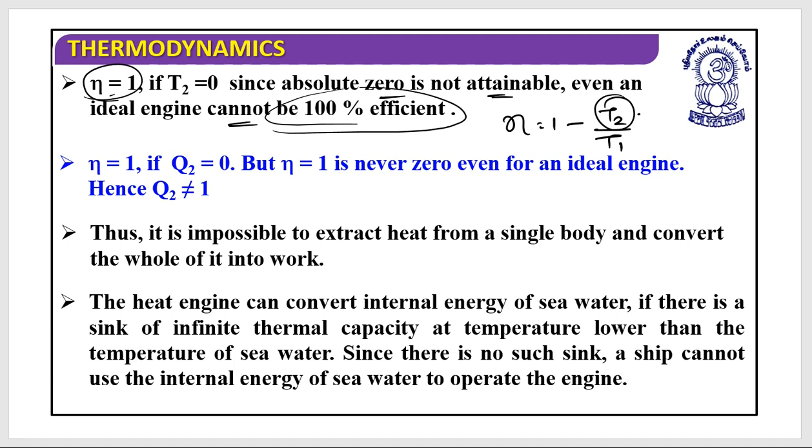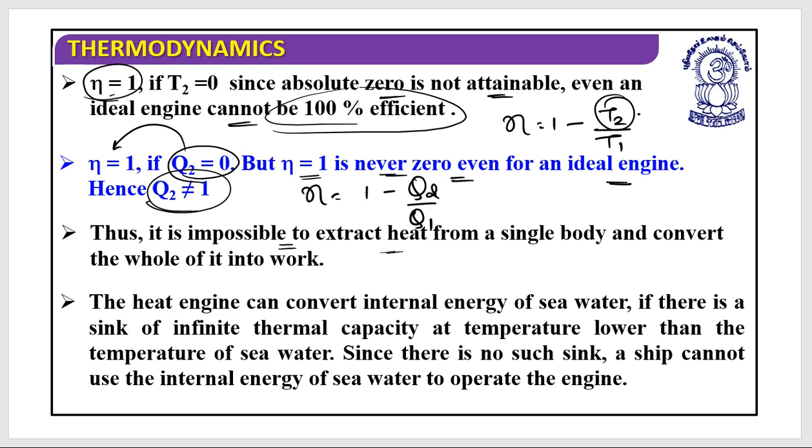One more possibility to have 100% efficiency is if Q2 equals 0, because efficiency is 1 minus Q2 by Q1. If Q2 equals 0 could be attained, then eta equals 1, that means efficiency is 100%. But this is never going to be achieved even for an ideal engine, because Q2 is not equal to 0. This is not possible.